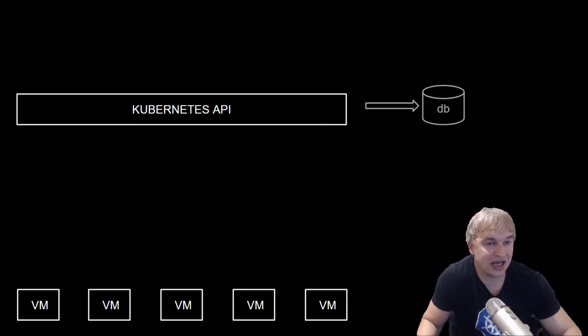It also has its own database where it stores the state of the world. So in Kubernetes world, VMs are also called nodes, and they are monitored by Kubernetes. Now, let's talk about deployments.